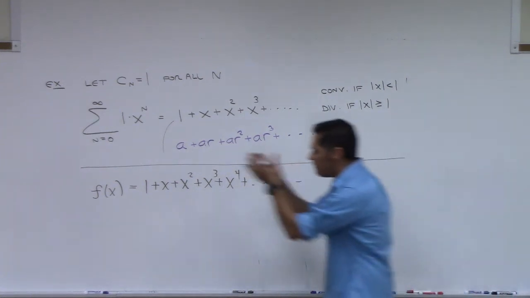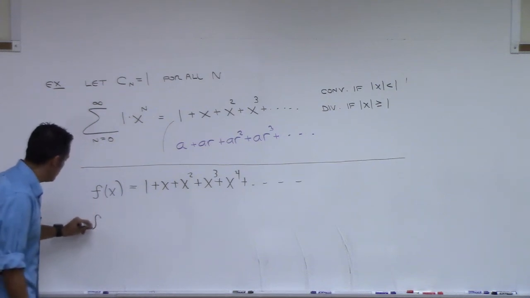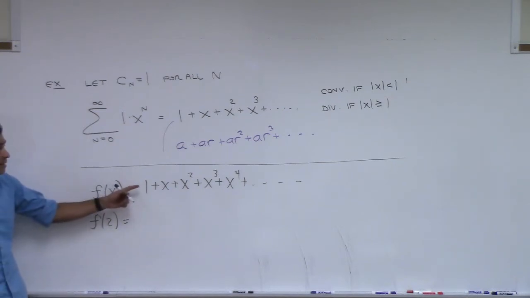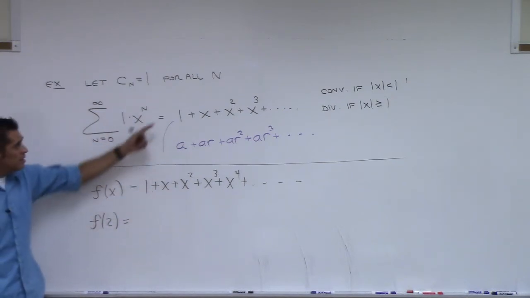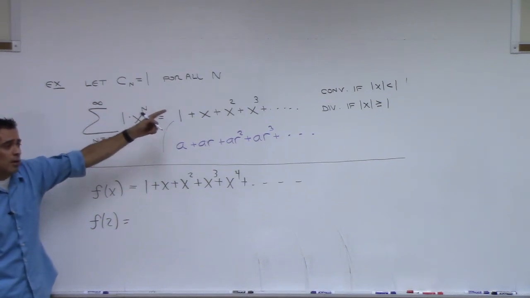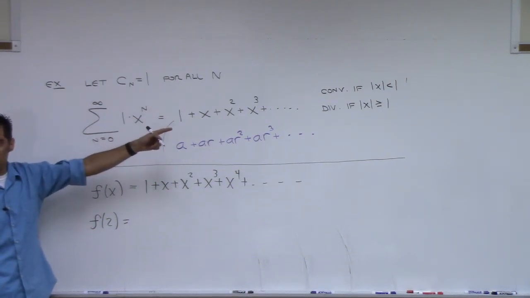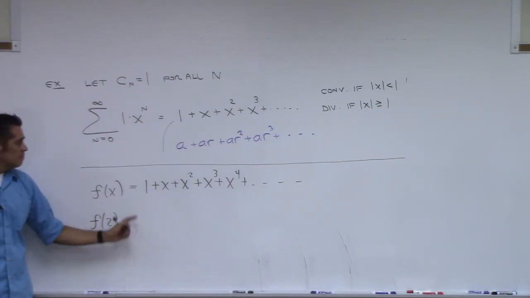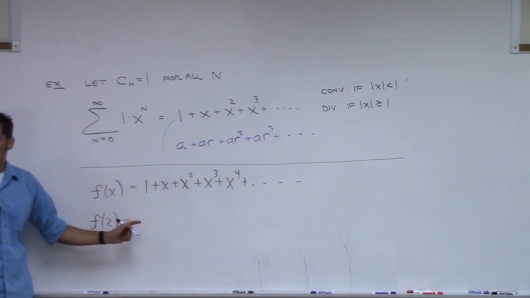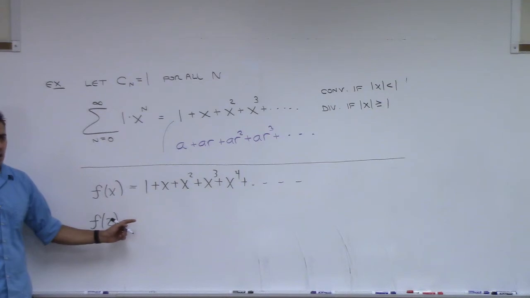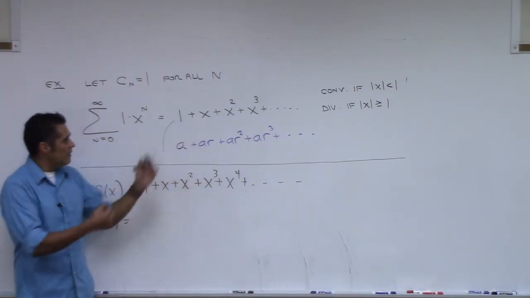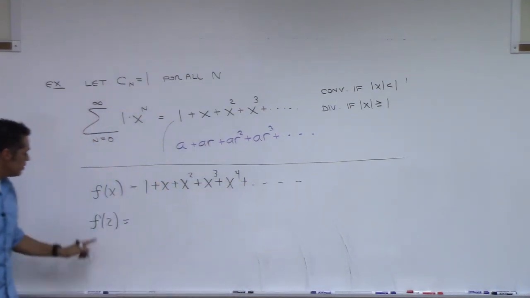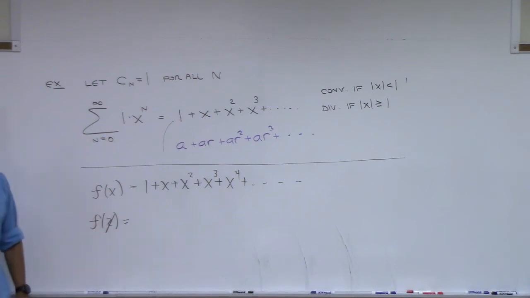If I ask you right now to plug in the value 2 into this, we just said that's a geometric series. It converges to a number if the absolute value of x is less than 1 and diverges if the absolute value of x is greater than 1. So if I feed it 2, the sum is infinite, it has no output. So 2 is not in the domain of this function.